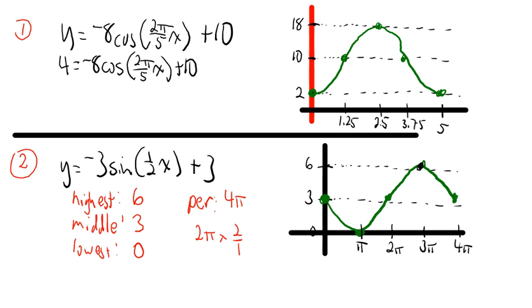Subtract 10 from both sides. Subtract 10 would be the correct thing to do. So let's subtract 10 on both sides. Negative 6 equals negative 8 cosine of 2 pi over 5 x. How about the next thing we're going to do?